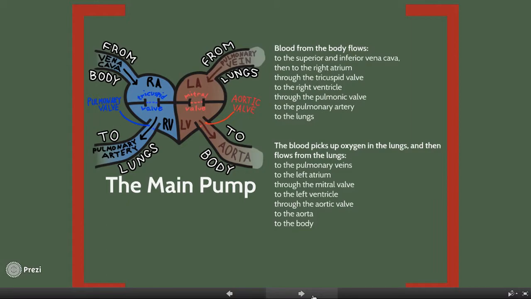The left ventricle has a thick muscle, thicker than any other heart chamber, because it must pump blood to the rest of the body against a much higher pressure.